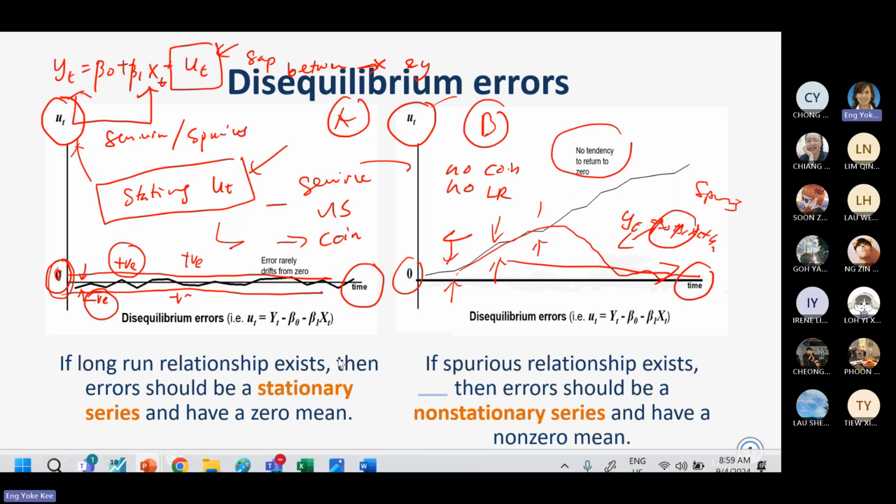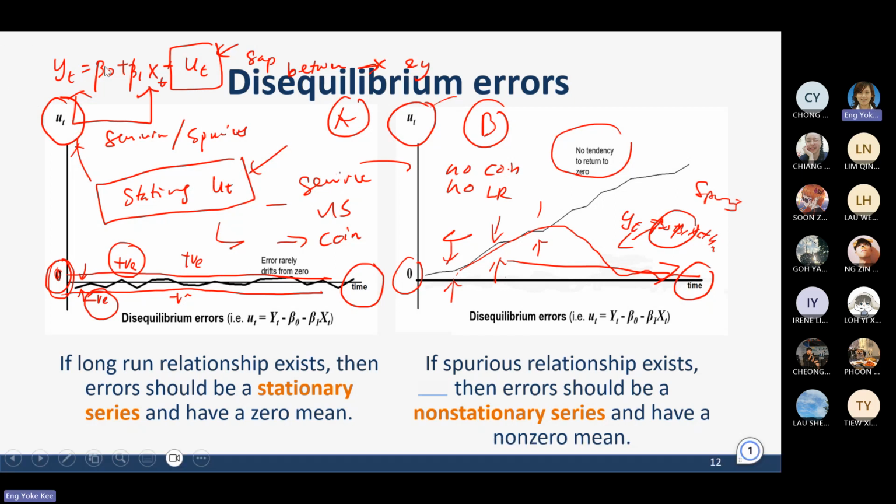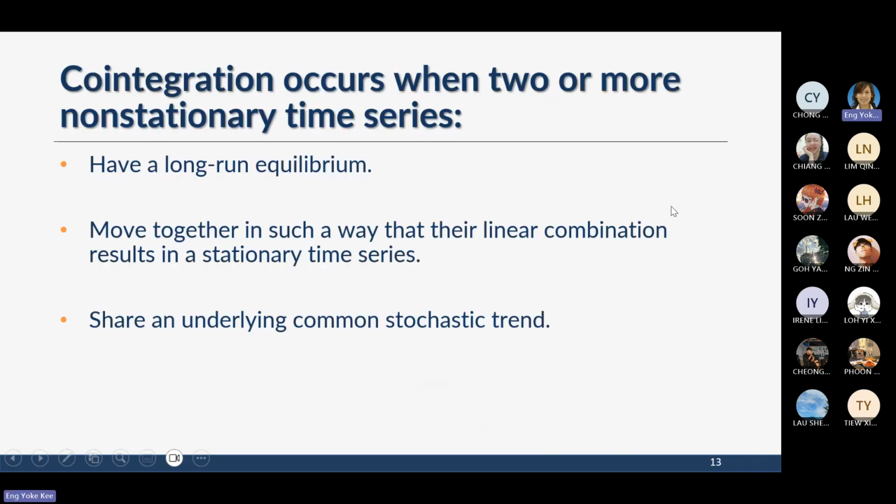So if you get version A, it means that your long-run regression is not spurious. If you get version B, then your long-run regression is spurious. You cannot use this model. With version A, yes, you can use the long-run regression. No issue. You can draw inferences. You can pick up the MPC. This MPC cannot be used if you have the version B situation. So that is the implication of co-integration in regression analysis.